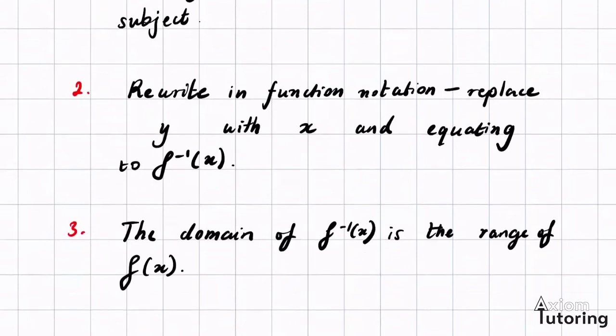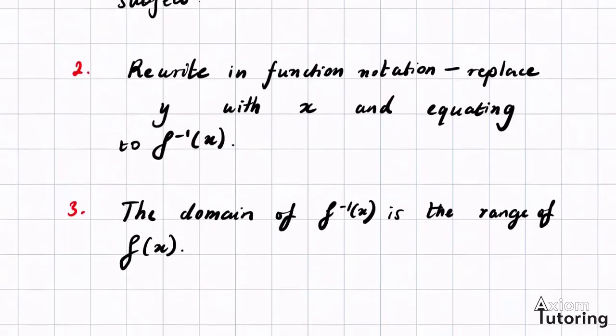Once we've rearranged, we can rewrite in function notation. That means whatever we get, we can replace the y with x and equate what we have to inverse of f. And the domain of our inverse function will be the range of our original function, f of x.